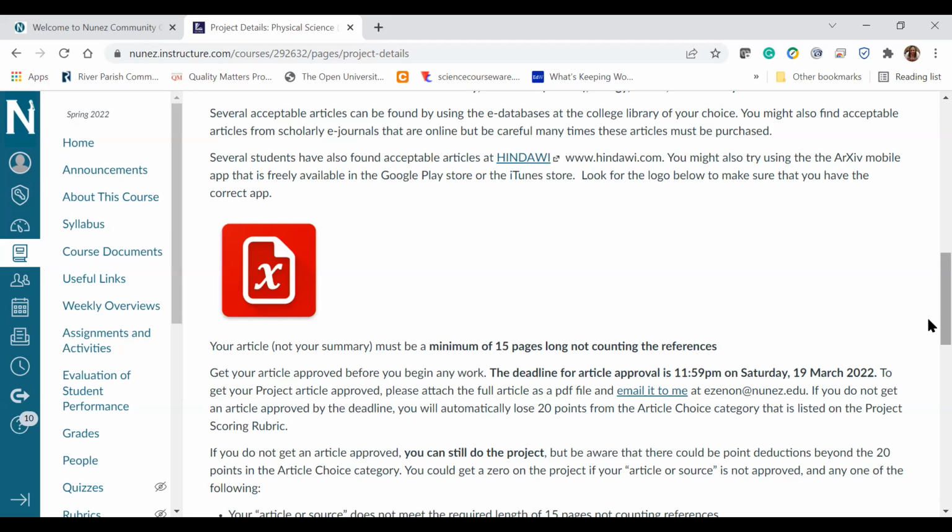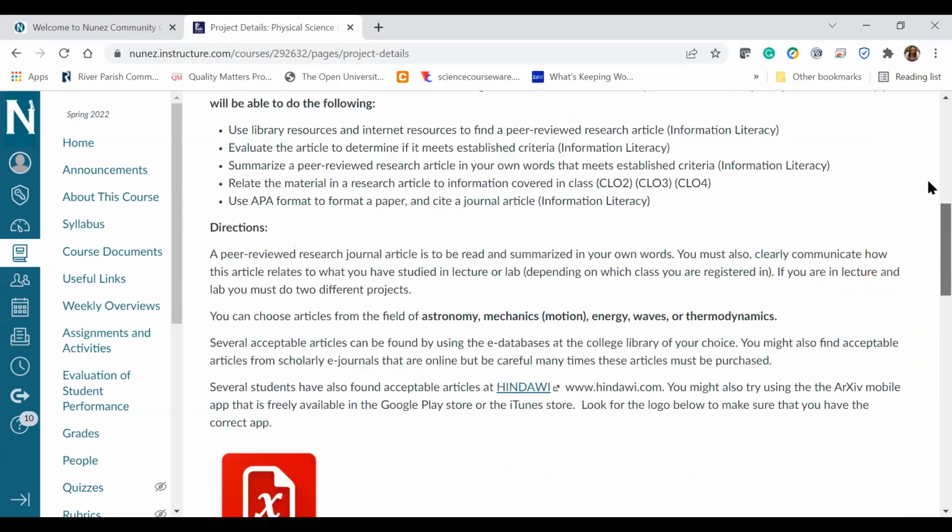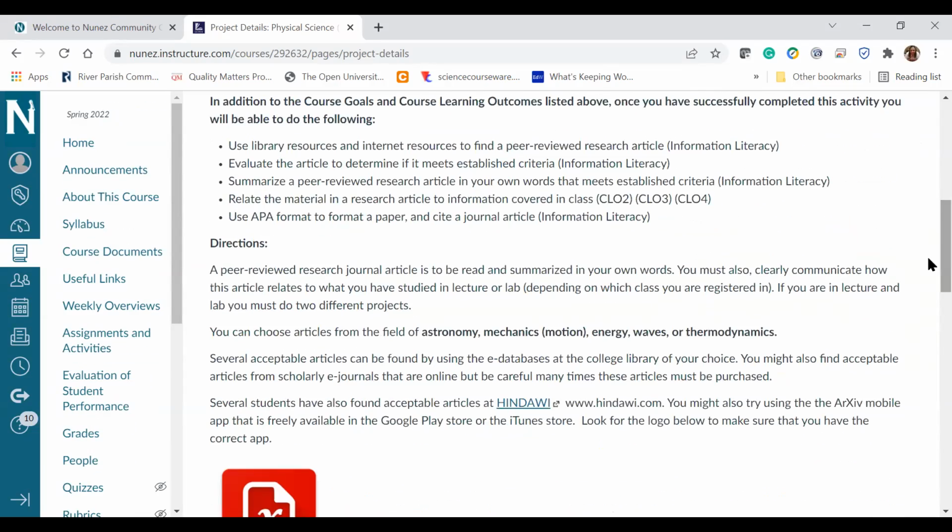Now, just to remind you, the article that you're looking for, not the summary that you have to write, okay? The article has to be 15 pages long, but you cannot include the references in the page count, okay? So 15 pages long, the article body itself, not the references, okay? And you need to send me that article by email to review it prior to the deadline, 11:59 p.m. on this Saturday, okay? So do you have any questions for me on that? I covered this once before, but I wanted to just give a quick synopsis again so that you know what you're looking for in the event you are looking.